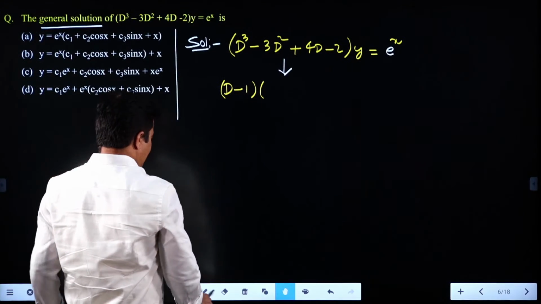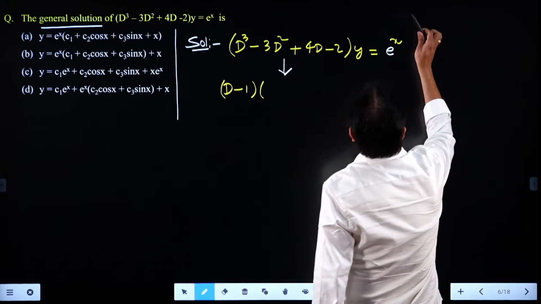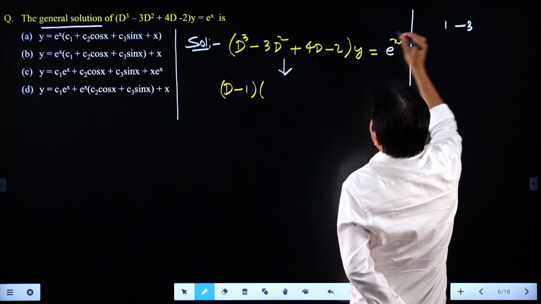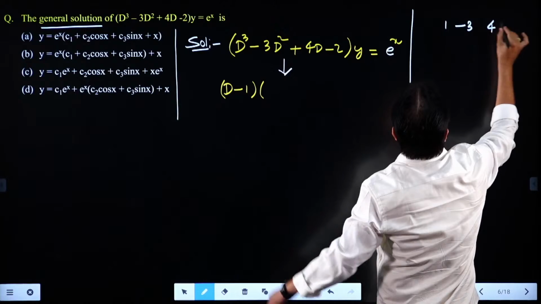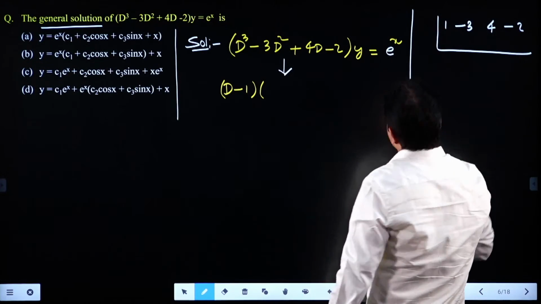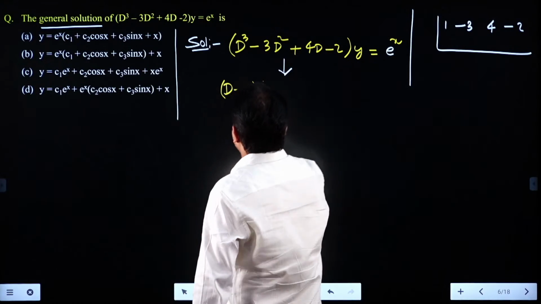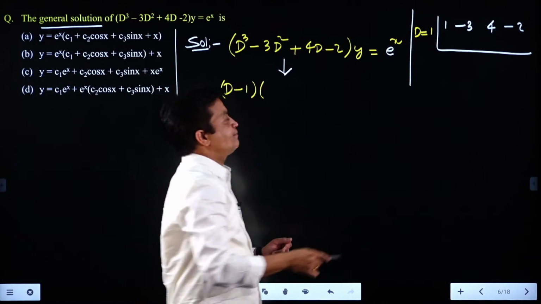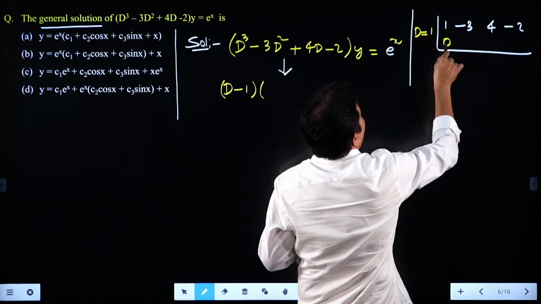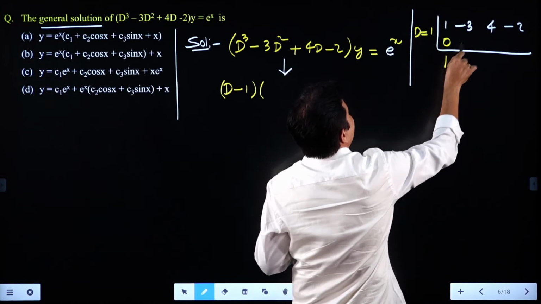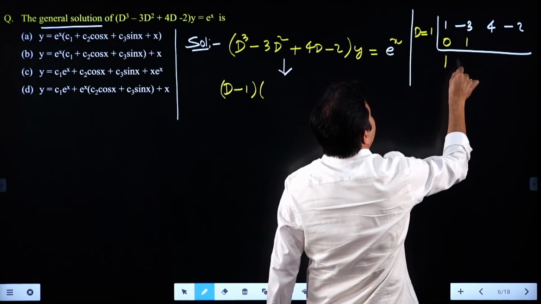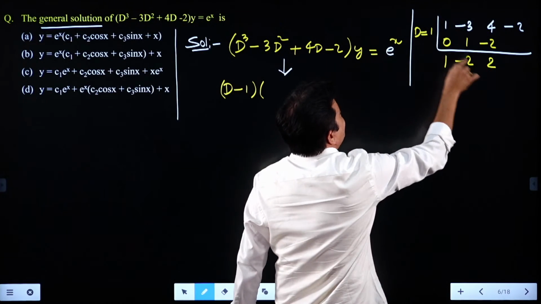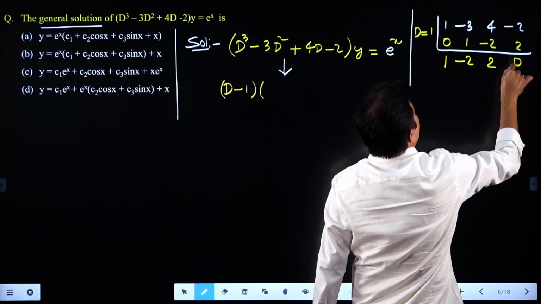all the factors. Some rough work. Here I am writing D cube coefficient 1, D square coefficient minus 3, D coefficient 4 and constant term minus 2. Just only the coefficients I write. Already we have observed D equal to 1 as a root. So that you consider. Put here 0. Add them, 1 plus 0, 1. Multiply these two, 1 into 1, 1. Now add them, minus 3 plus 1, minus 2. 1 into minus 2, right here. Add them, 4 minus 2, 2. 1 into 2, 2, right here. By adding, 0 comes.